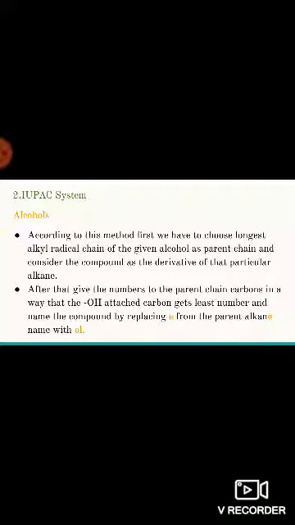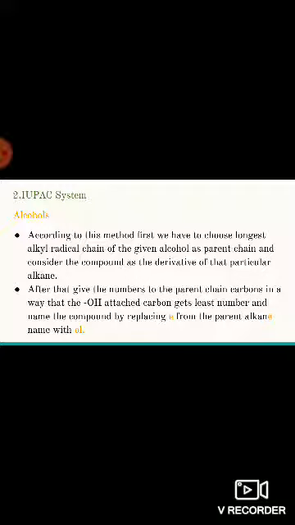In these rules, the first step we have to find out the longest alkyl chain or the longest hydrocarbon chain as a parent chain in a given hydroxy compound.